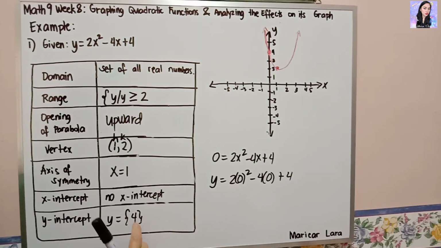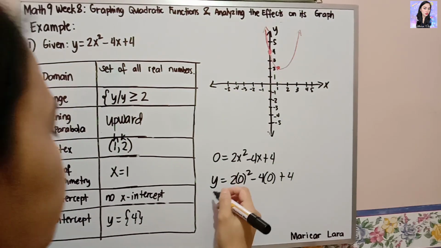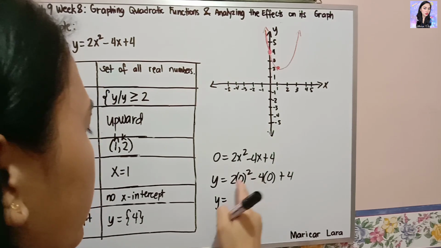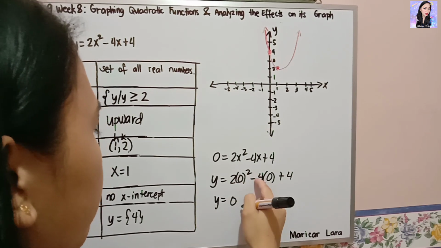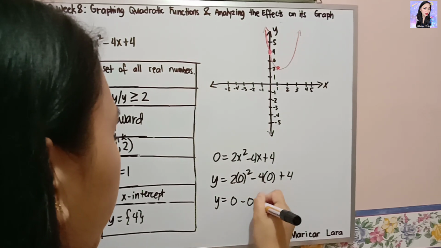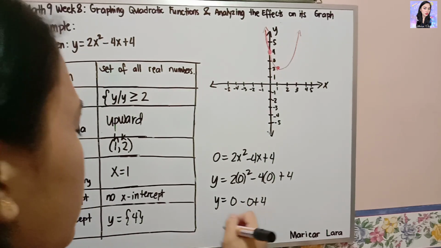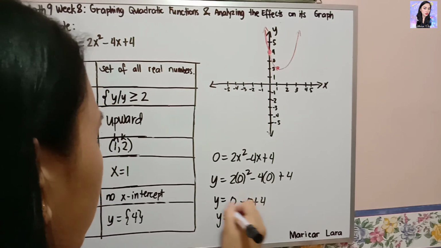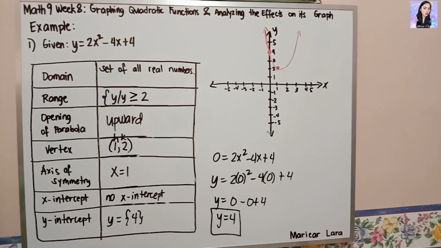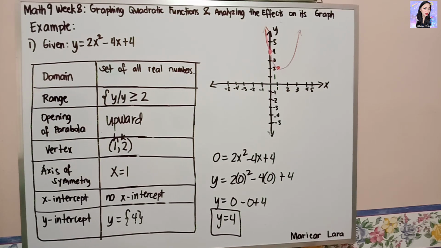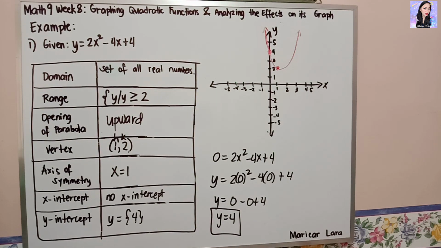Tingnan natin kung magiging 4 ang answer base sa graph. So, 0 squared times 2 is 0. Negative 4 times 0 is 0. Plus 4. 0 minus 0 plus 4 is 4. So, ito yung ating answer sa y-intercept. So, parehas silang 4. Yun lang po sa learning task number 1 and 3.